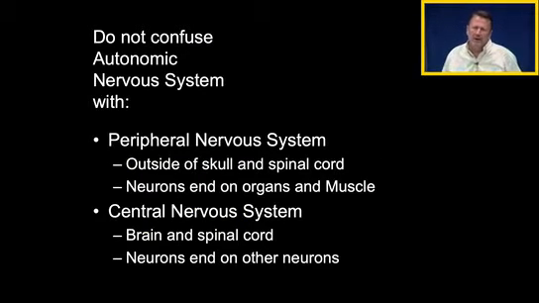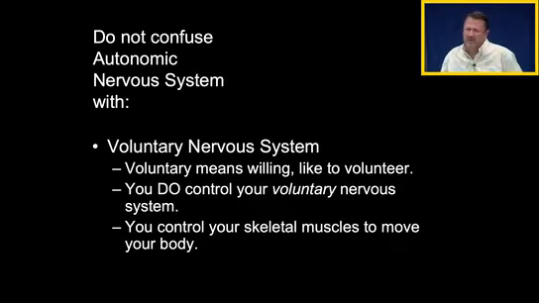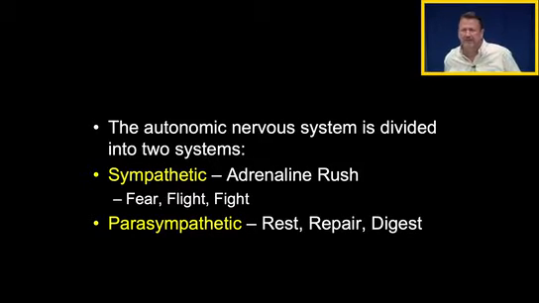All right. Peripheral means outside of the skull and spinal cord. Central nervous system means inside the brain and spinal cord. That includes your eyeballs. Your eyeballs are part of your central nervous system. Your voluntary nervous system is the stuff that you can move. And so those are all different than the autonomic nervous system. And again, we're dividing the autonomic nervous system into two systems: the sympathetic adrenaline fear, flight, fight system, and then the parasympathetic nervous system, the rest, repair and digest system.